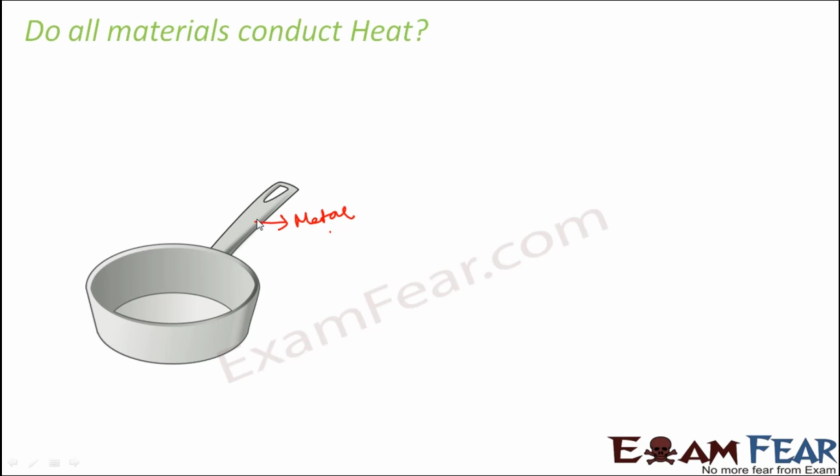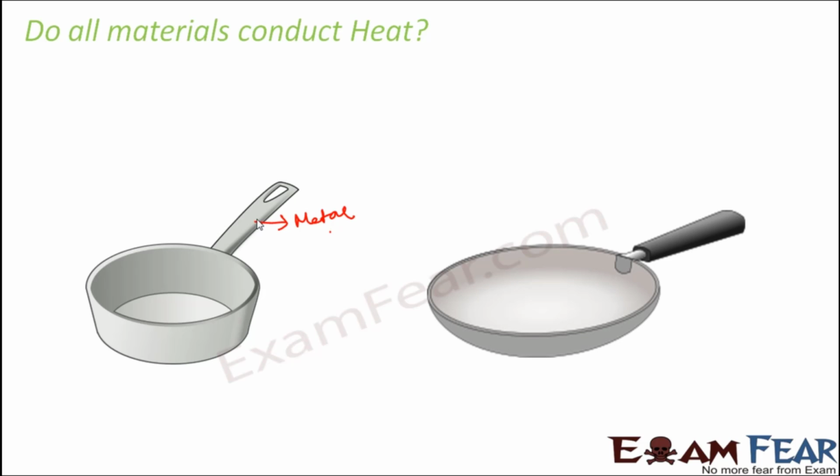In the next example, you take a pan, but this time the handle is not made up of metal. Instead, it is made up of plastic. So you take a pan with a plastic handle. And in fact, these days, most of the pans will have a plastic handle. Now, you put this pan over the gas and then after some time, you observe it. What do you see? The pan gets heated, of course, but when you touch the handle, it is not heated. So why is there a difference between the two?